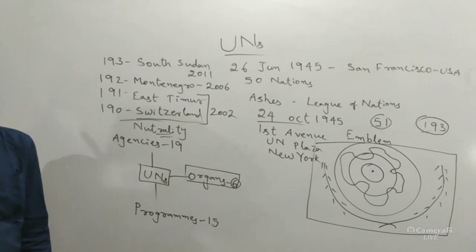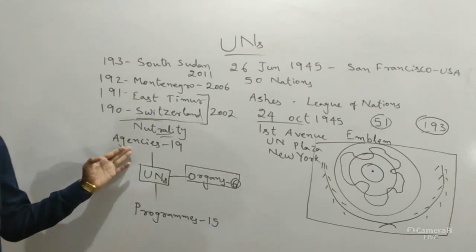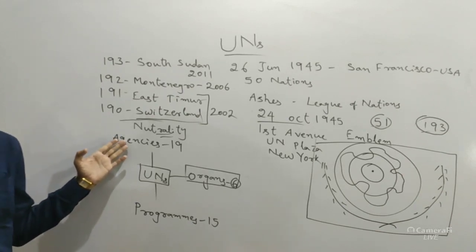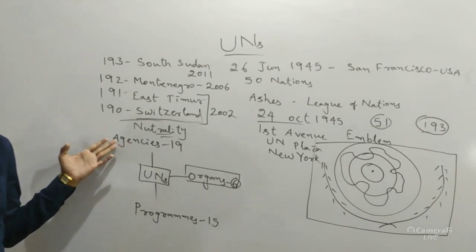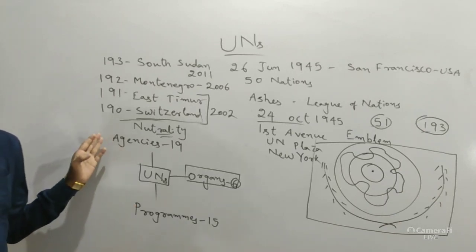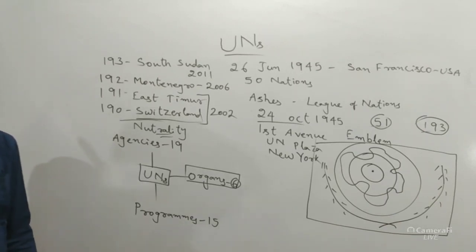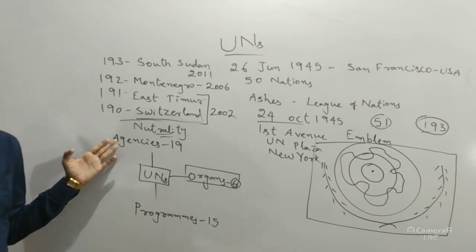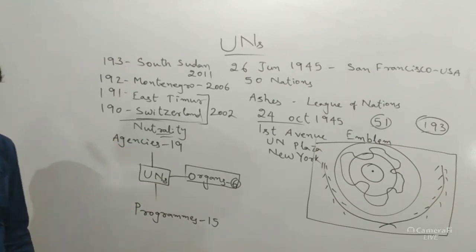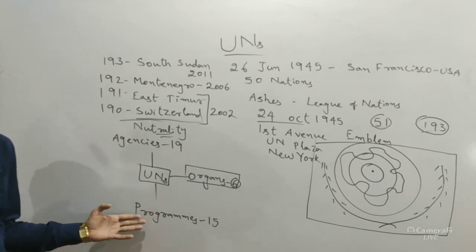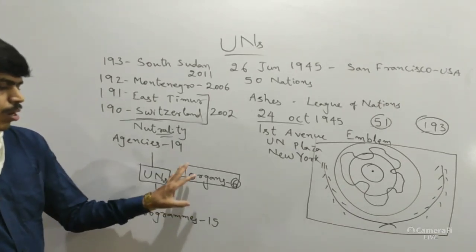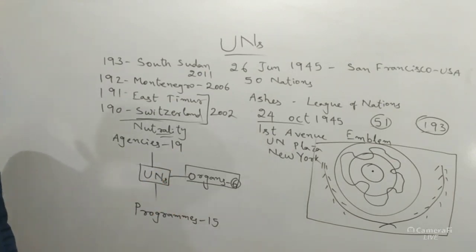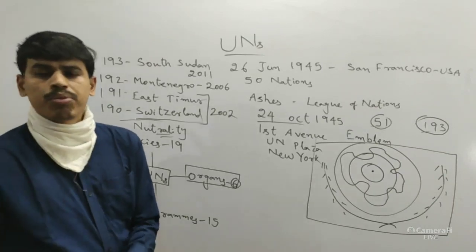Just like our council of ministers has different departments, agencies are also some of the departments of the United Nations. For example, the International Labour Organization, International Monetary Fund, World Bank, or International Bank for Reconstruction and Development. These are some of the agencies. The programs are also not fixed. Programs like the United Nations Development Program, United Nations Environment Program, and UNICEF are some of the programs. But organs are fixed and the most important parts of the United Nations.